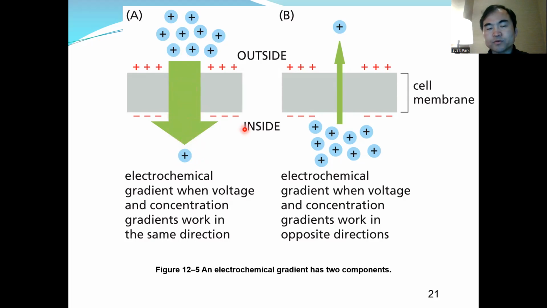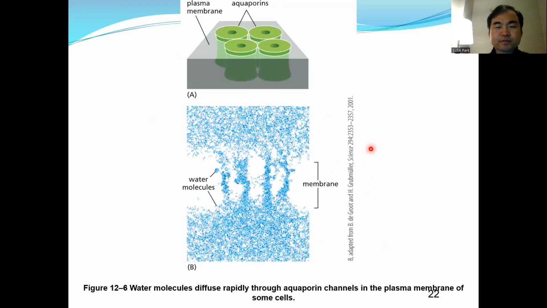Many molecules can move. However, in the other case, the voltage gradient is from positive to negative in this direction. However, the concentration gradient is in this direction, so opposite directions. In that case, they work in opposite directions. And this one is water molecules diffusing rapidly through aquaporin, these channels in the plasma membrane of some cells. There's a water molecule and membrane.